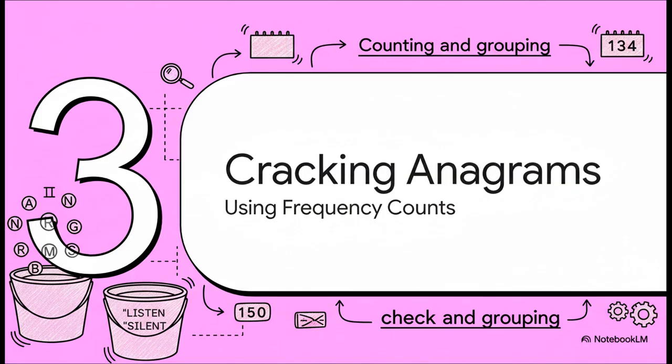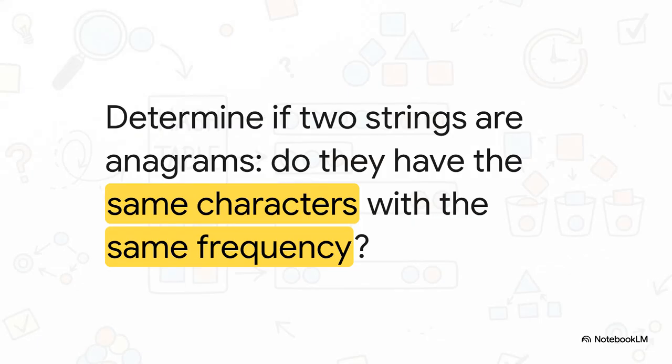We're going to use the exact same core idea of a hash table, but this time we're using it to count characters. It's a super efficient way to check and group strings. The challenge itself is pretty simple. Are two strings anagrams? In other words, do they have the exact same letters used the exact same number of times? Like listen and silent, that's a yes. But rat and car, that's a no.